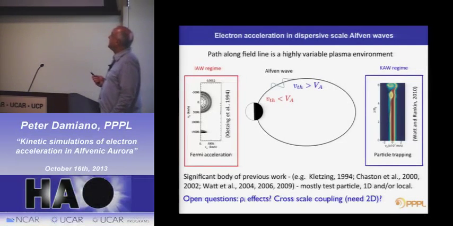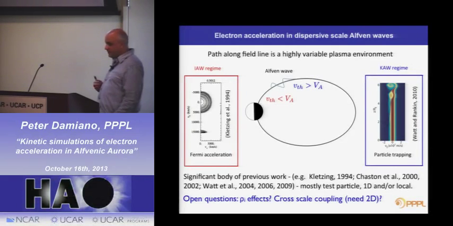As I mentioned previously, when you have a dispersive scale wave moving along the field line, it experiences a very different plasma environment as it goes from the equator to the ionosphere. Up here we have the characteristics where the thermal velocity of the distribution exceeds VA, which puts you in the kinetic Alfvén wave limit. And then as you get toward the ionospheric boundary, you're into the inertial Alfvén wave limit.